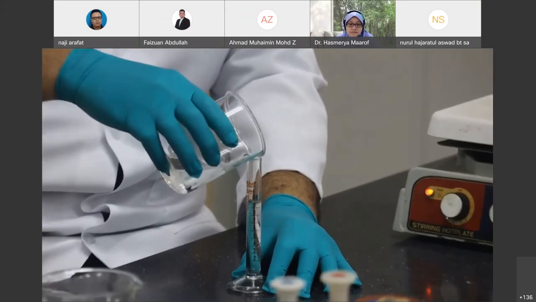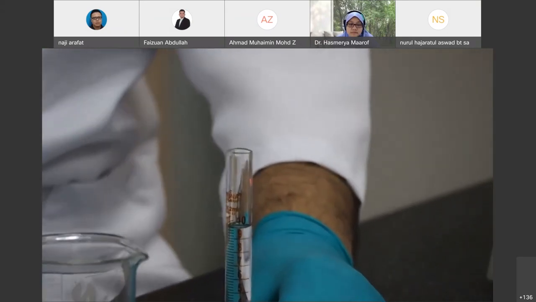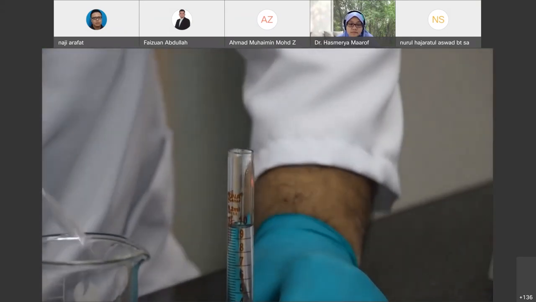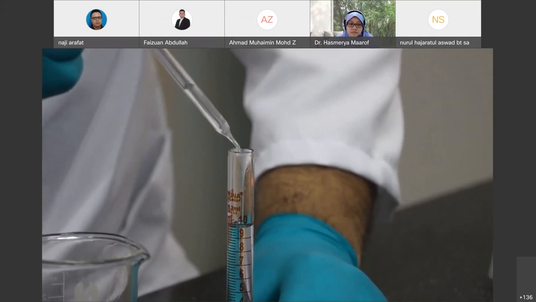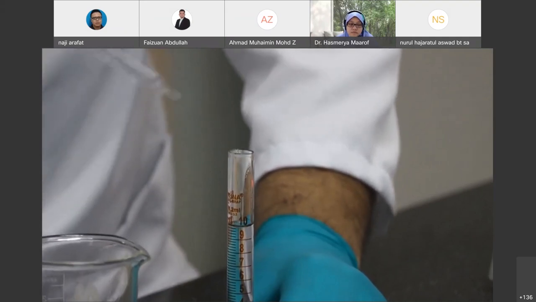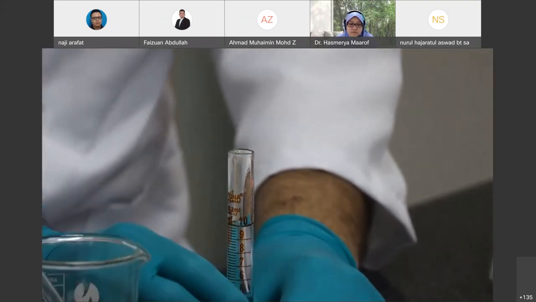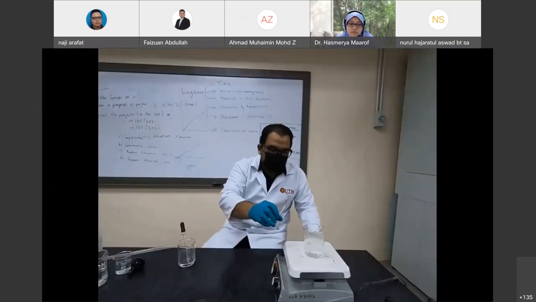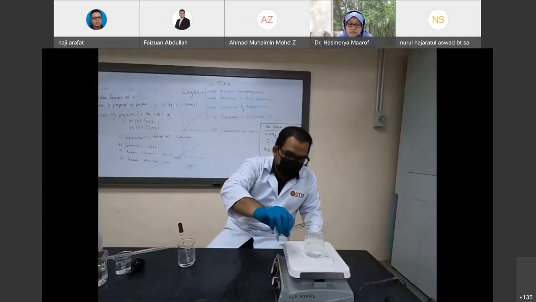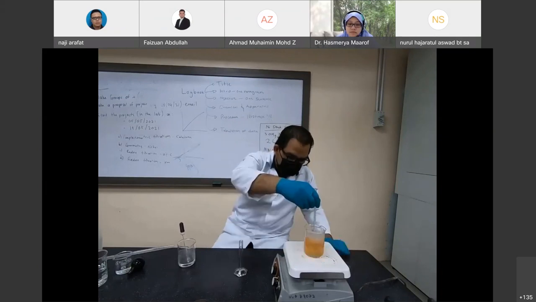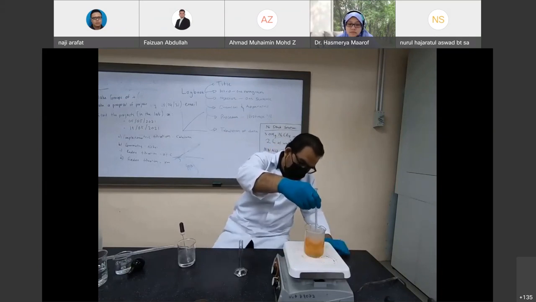Before the DMG can be transferred into the solution, the DMG must be measured first to ensure the accuracy of the amount. Now, after I get the amount that I want, I transfer 10 milliliters of DMG into the beaker, followed by stirring. Now you can see the color has changed.